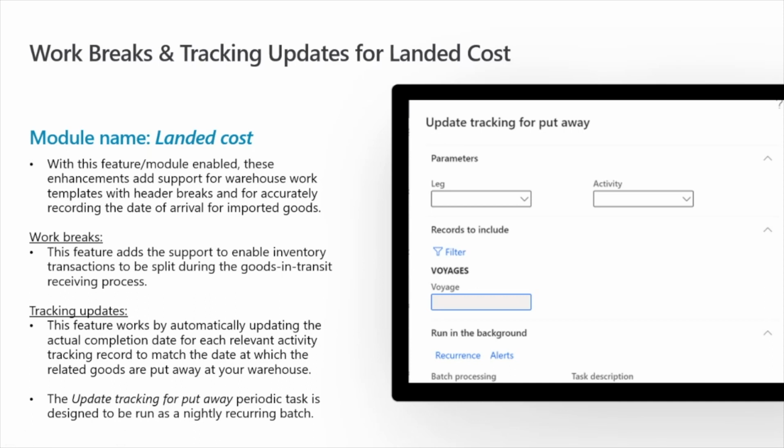What it does is identify which landed cost voyages have received all inventory transactions and which voyages don't have a value set for the actual end date. And then it goes through and sets the actual end date to the current date. So it's assuming that if all the inventory transactions are complete, then it's essentially setting that end date as the current date. Okay, so that's just tying out our tracking transactions for our voyages.